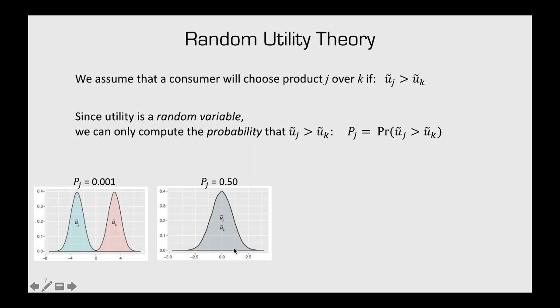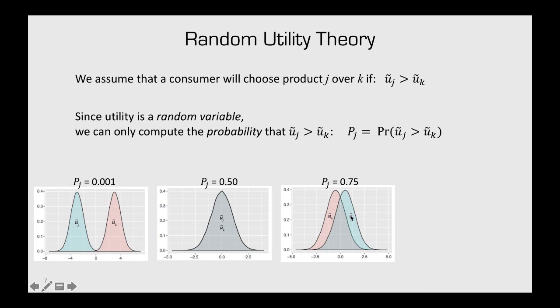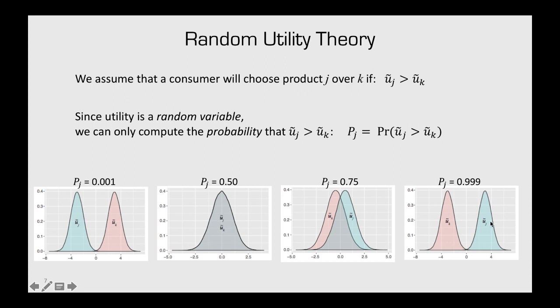Here, the PDFs overlap entirely. They're exactly the same. So then the probability I'm going to choose j over k is just a coin toss. It's a 50% chance. Here, u of j is a little bit higher, and so the probability here is getting closer to 1. It's 0.75. And in this case, I'm at the other extreme where I'm almost always going to choose j over k.